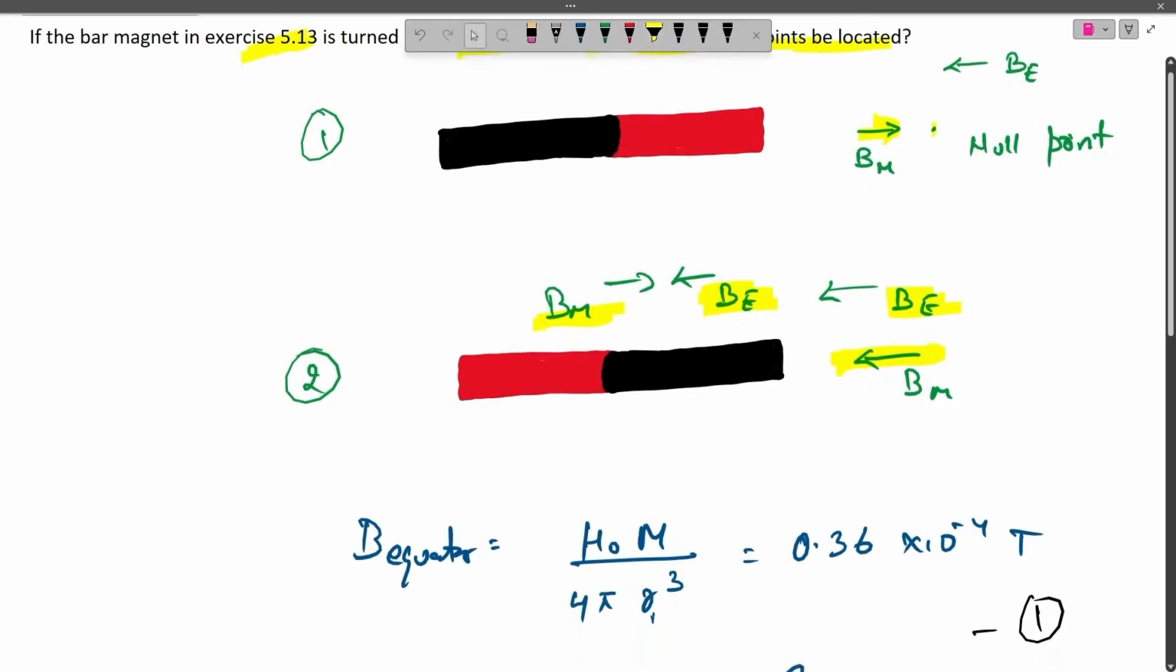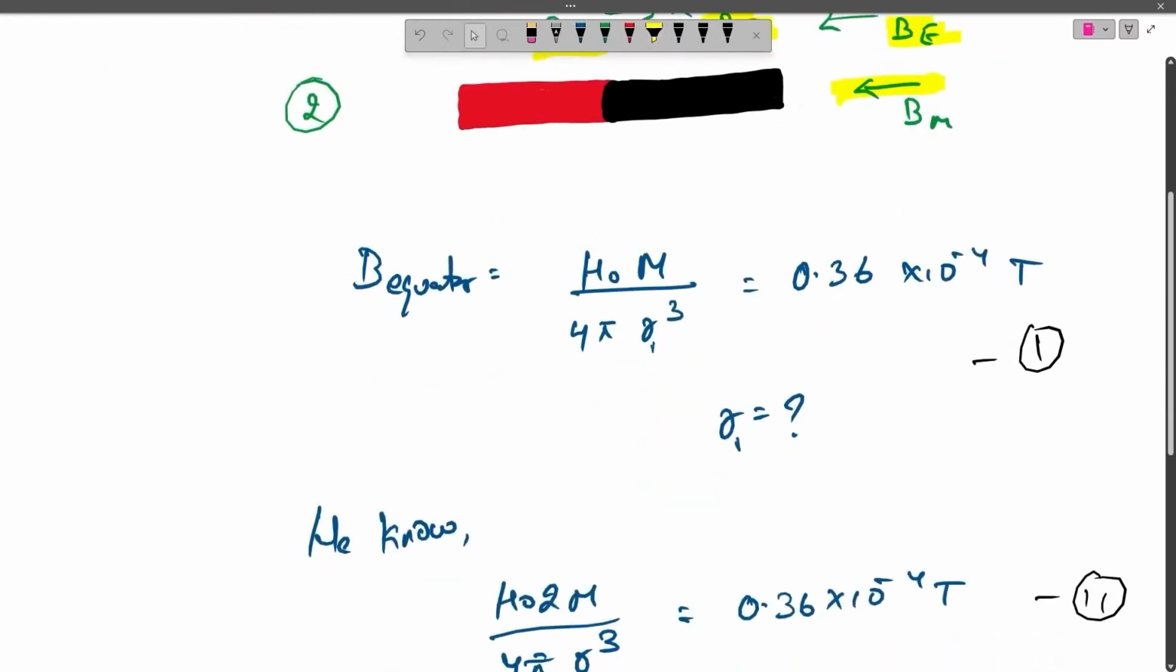Now B at the equatorial position is given by mu naught m by 4 pi r cube, where r is the distance from the center of the magnet. Now here we have to find out at what point r1 the magnetic field due to the magnet will be equal to 0.36 into 10 to the power minus 4 Tesla, or the magnitude of the Earth's magnetic field. So we have to find out r1 over here.